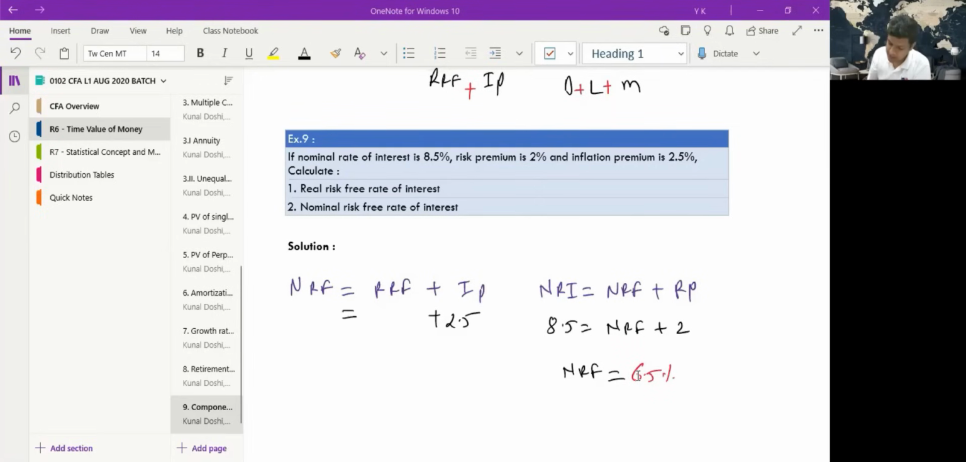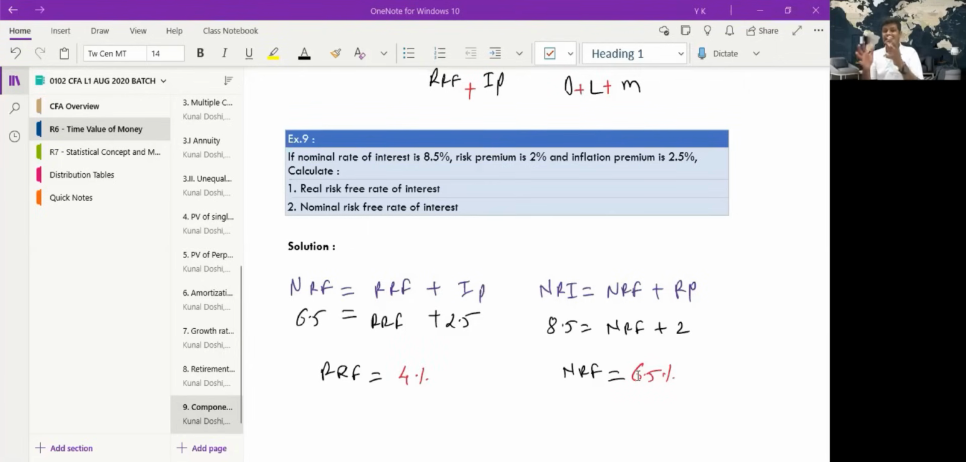And that nominal risk-free rate, you add in the equation here, 6.5, and then you'll get the real risk-free rate. So your real risk-free rate will be 6.5 minus 2.5, and that will be 4%. Everyone?